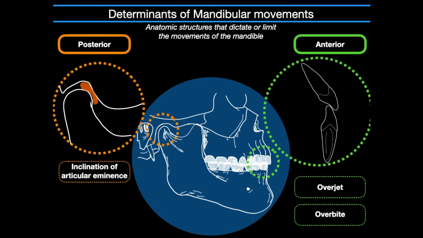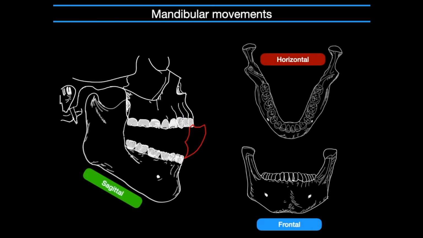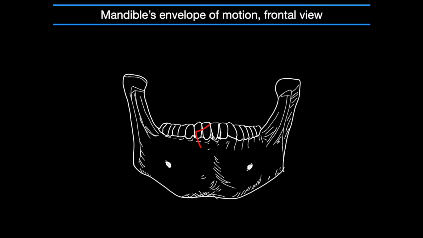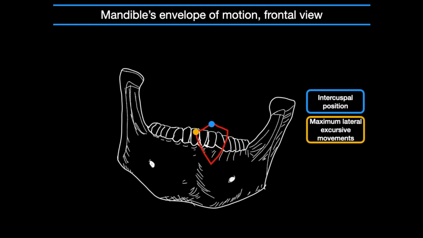So far, we have observed the movement of the mandible and its determinants from the sagittal plane only. To better understand the movements of the mandible in all three planes of space, we shall now describe the mandibular movements in the horizontal and the frontal planes. Let's begin describing the envelope of movement in the frontal plane, starting with the mandible in the intercuspal position. The mandible then can slide right and left, tracing the maximum lateral excursive movements.